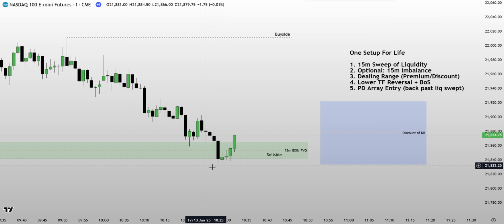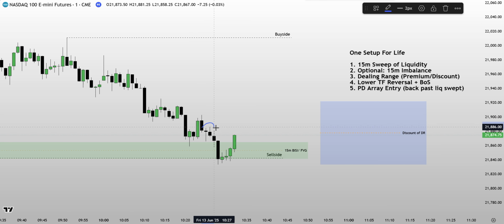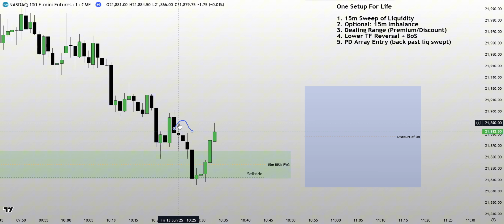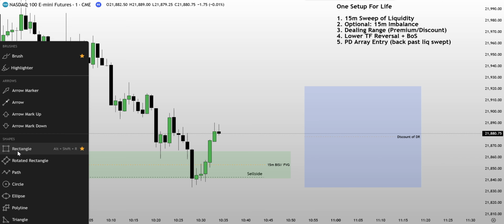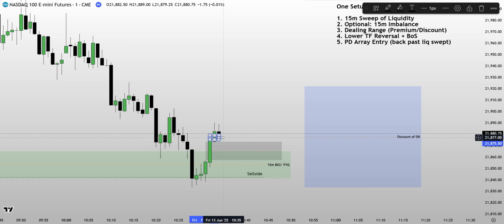Step 4, lower time frame reversal here. Where's that minor swing high? We have this one right here. That is where you can see your break of structure. The wick is enough for me to deem a break of structure. We break above this swing high, that minor swing high, and we form two bullish gaps. We have a gap here and a fair value gap right here.